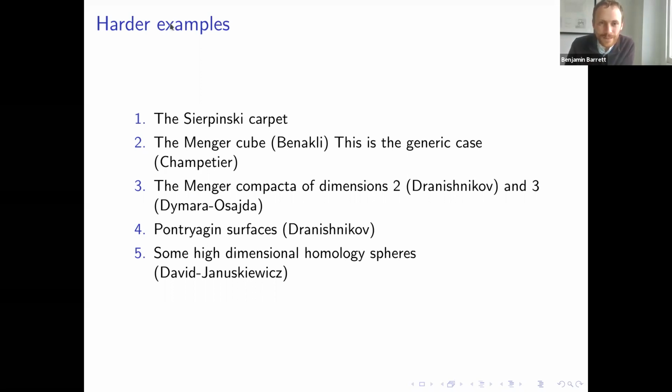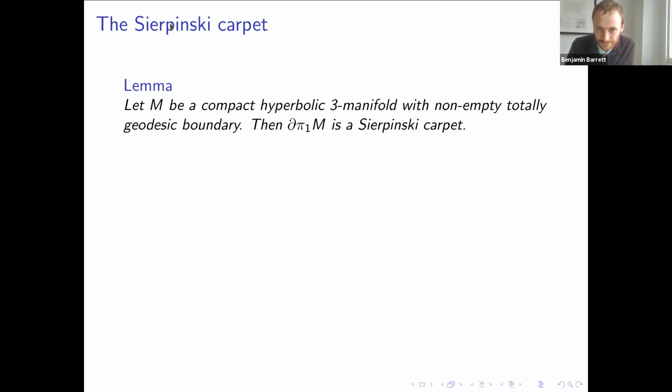So those are some examples. I'm just trying to give a flavor here. On the next slide, I'm going to talk a bit more about the Sierpinski carpet. So I'm going to prove this lemma, which says that if M is a compact hyperbolic 3-manifold with non-empty, totally geodesic boundary, then the Gromov boundary of the group is a Sierpinski carpet.